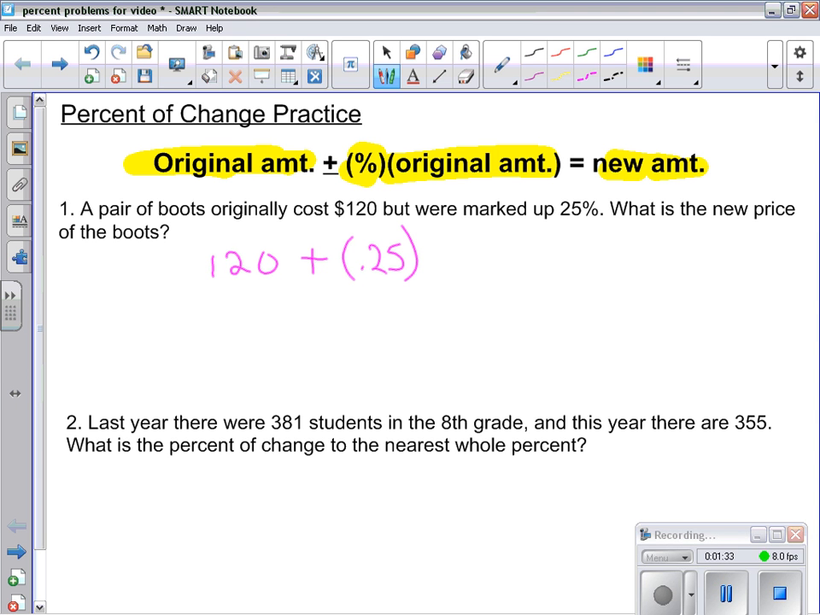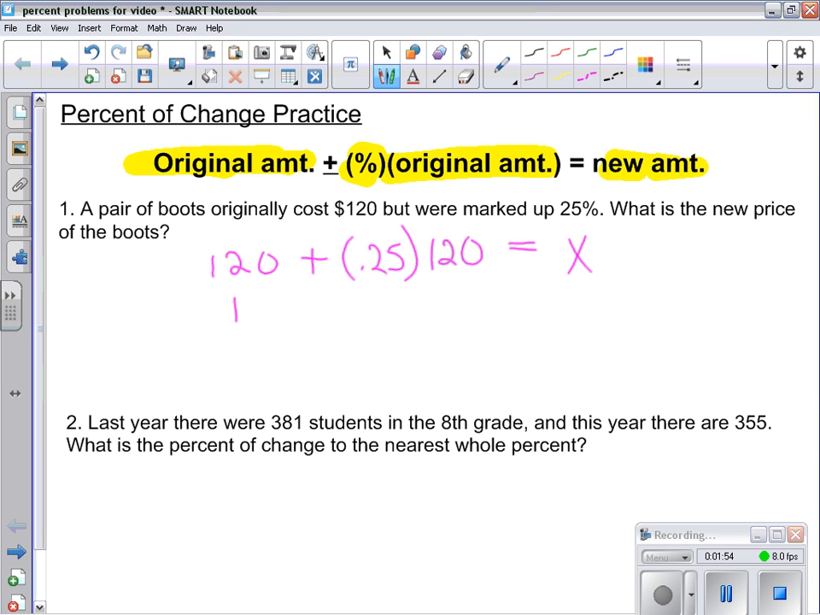25% of what? Well, the original amount. And the original amount was $120. So I'm going to put another $120 times that 25%. And then that's going to equal the new amount. That's the unknown, what we're looking for, so I will call the new amount x. All that's left for me to do right now is actually solve this equation.